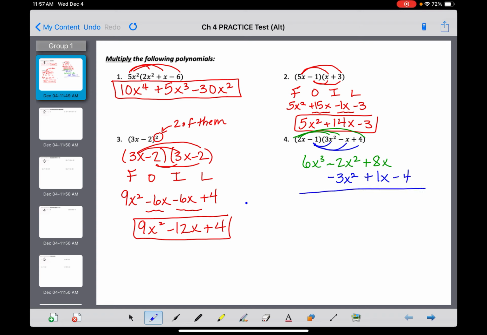And now the last step in this problem is to combine like terms for my final answer. I have a 6x cubed. Then I have two x squared terms. Negative 2 plus negative 3 makes negative 5x squared. I have two x terms. 8x plus 1x makes 9x. And then I have a negative 4 constant term. So here's my final answer for problem number 4.